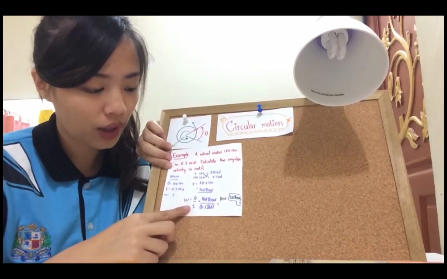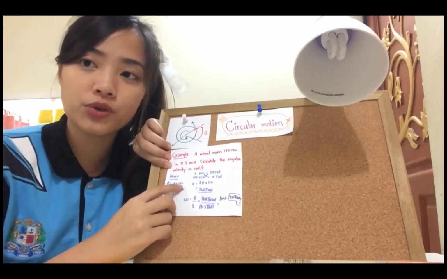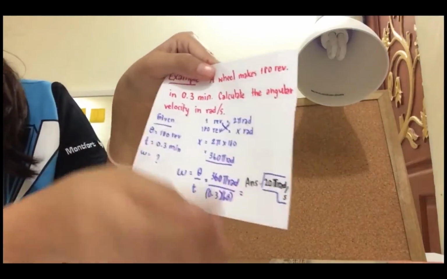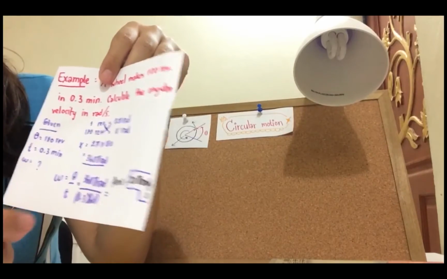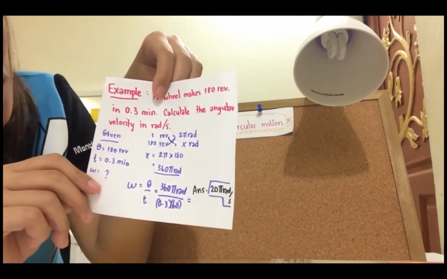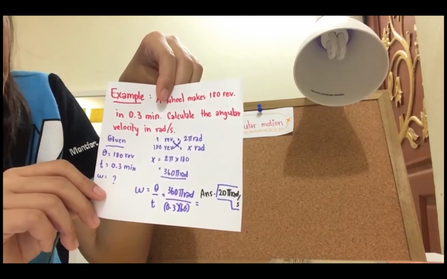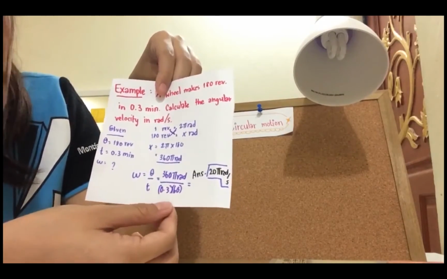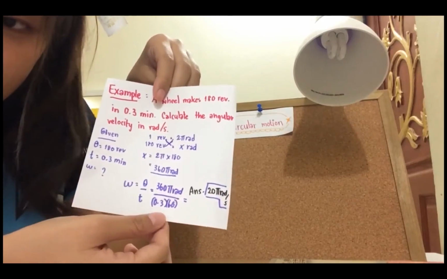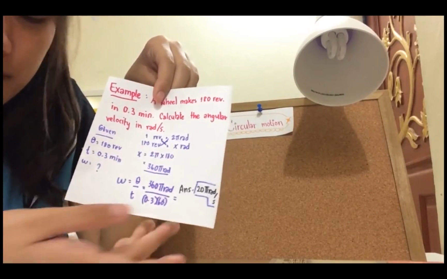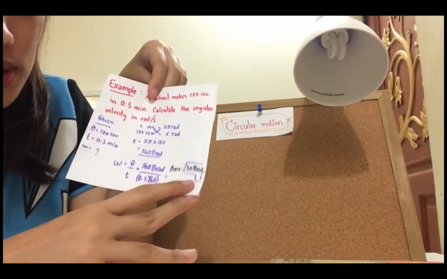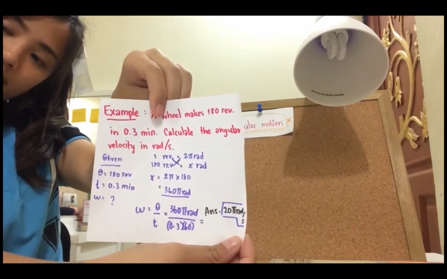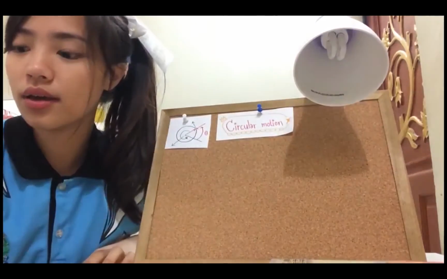We use this formula, but first we have to change revolution to radian by this one. Just times 2 pi, and we got 360 pi radian. And we use this formula. We have to change 0.3 minutes to seconds, so we times 60, and we got this answer, 20 pi radian per second. The next one.